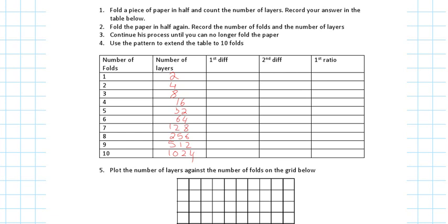Now, let's do our first difference. Do you remember what the first difference is? What do I do to get the first difference? 4 minus 2. You do y2 minus y1, so that's 4 minus 2. Remember that when I'm doing the first difference, I am going from the bottom to the top, and I'm subtracting. 4 minus 2 gives me 2.